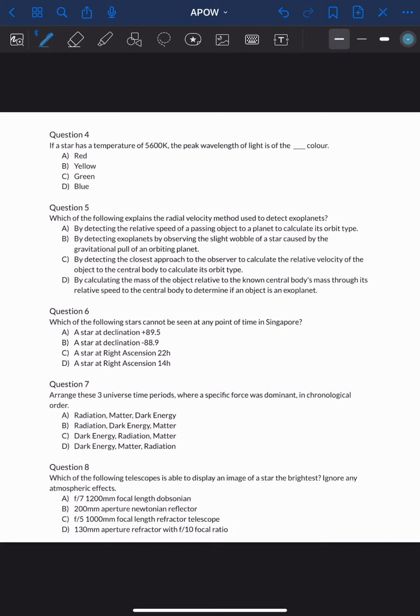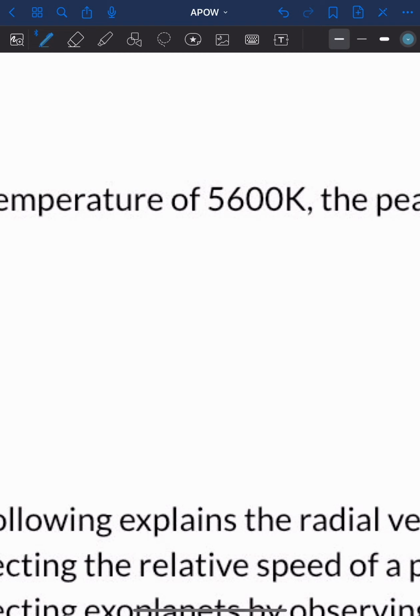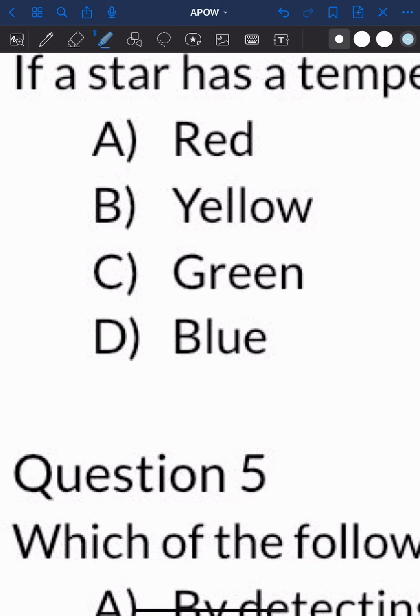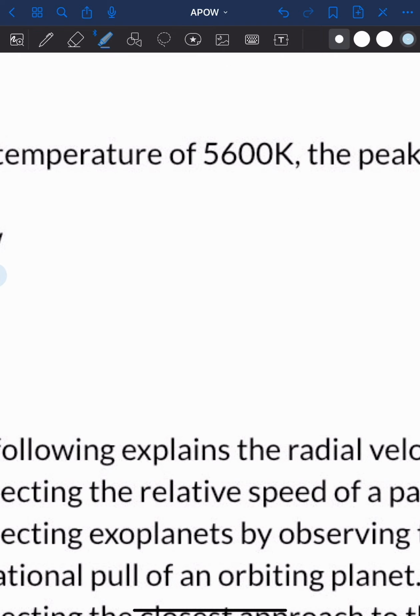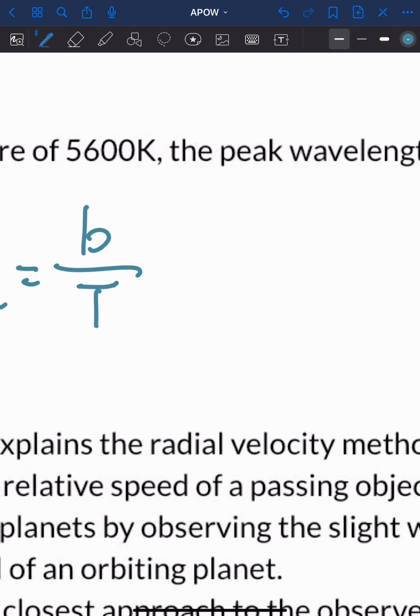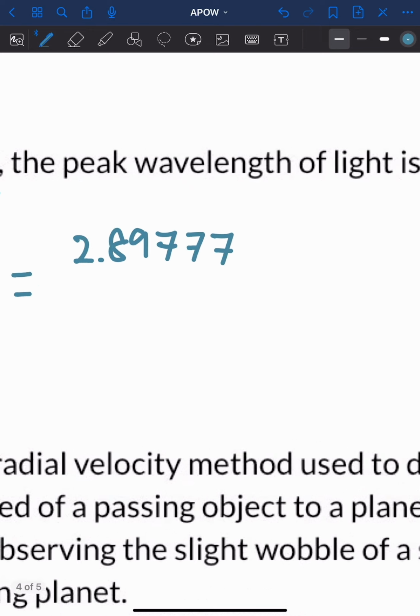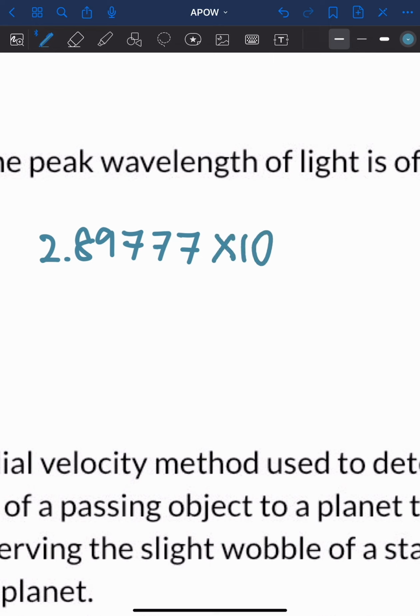So for question 4, if a star has a temperature of this much, the peak wavelength is, the answer is green. Simply put, Wien's displacement. So Wien's displacement law: the peak wavelength is equal to a constant over temperature, and we have the temperature, we also have the constant, which is this. We do not question why I memorize constants. I just do.